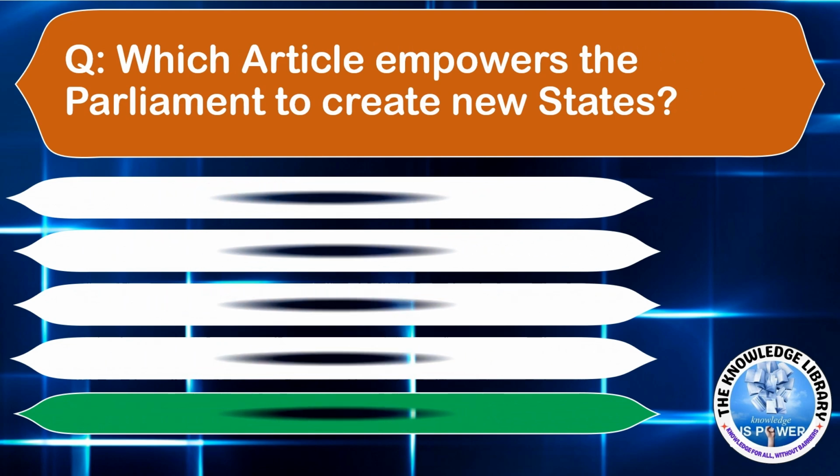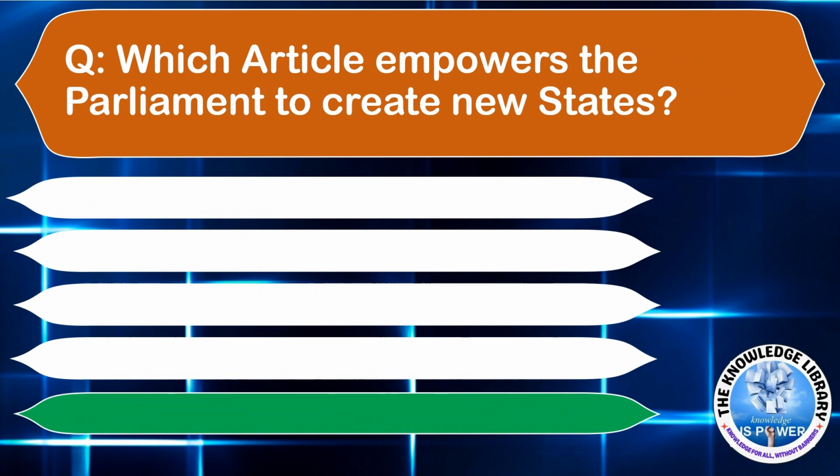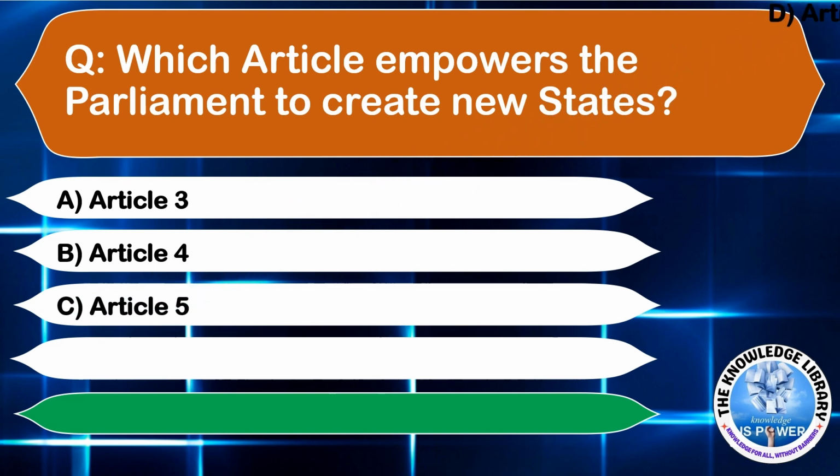The next question is, which article empowers the parliament to create new states? Option A, Article 3, option B, Article 4, option C, Article 5, option D, Article 6. Correct answer is option A, Article 3.